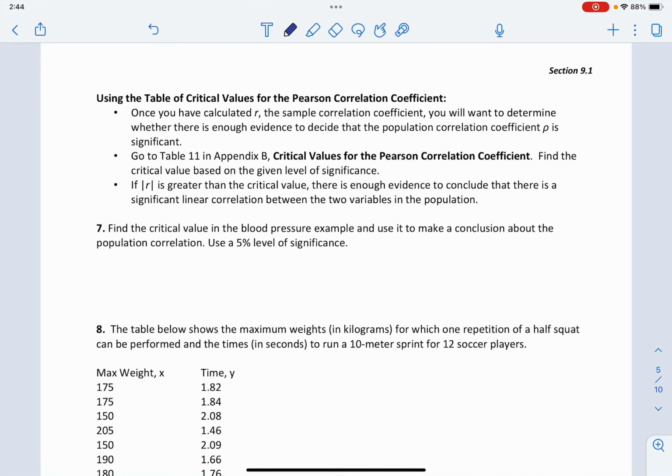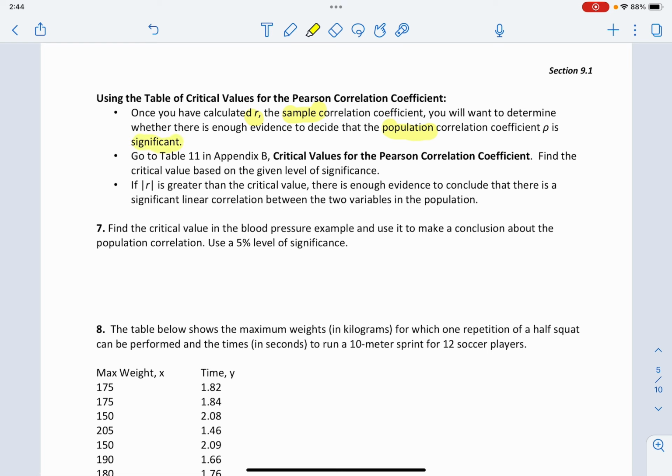Hi class, we're going to continue with section 9.1. We're going to look at a new concept called the critical values for the Pearson correlation coefficient. So once you've calculated R, which is the sample correlation coefficient, you're going to want to determine whether there's enough evidence to decide that the population correlation is significant. In order to do this, we're going to use a table.